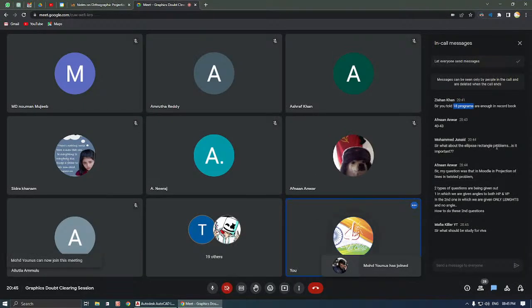What about ellipse, rectangle? Is it important? Yes, it is important. Whatever methods we have, whatever problems we have solved in the class, all those problems are important, fine. But I may not ask you to solve the full problem. I may ask you to solve only a part of the problem. So read the question carefully, what I am asking. Only that much if you do, you will get full marks.